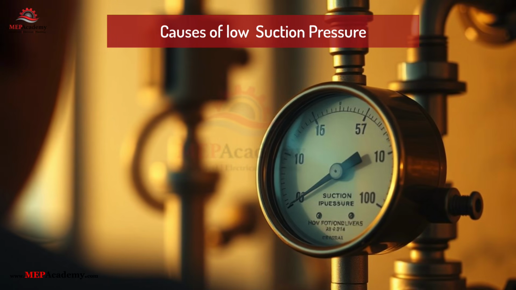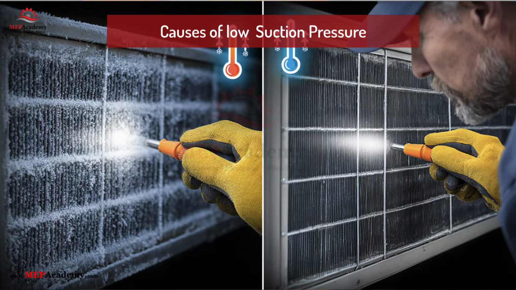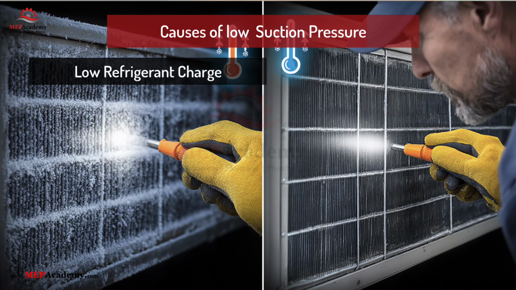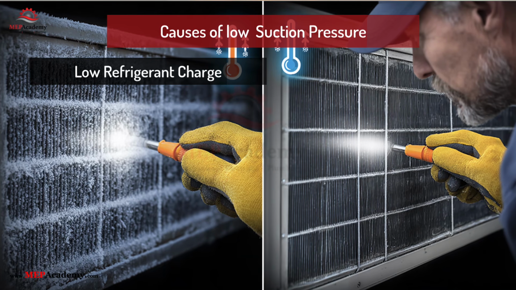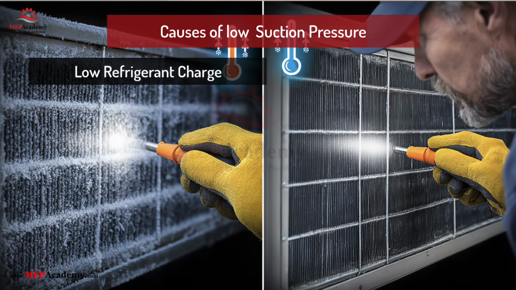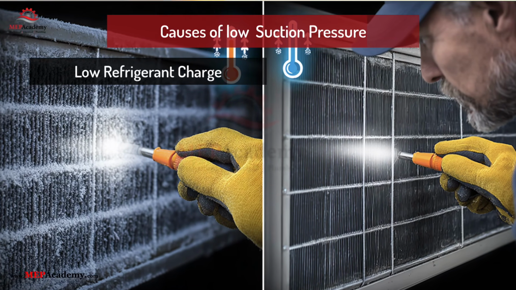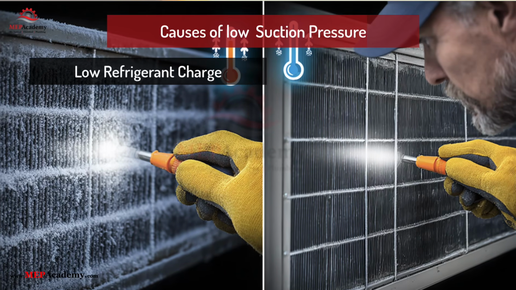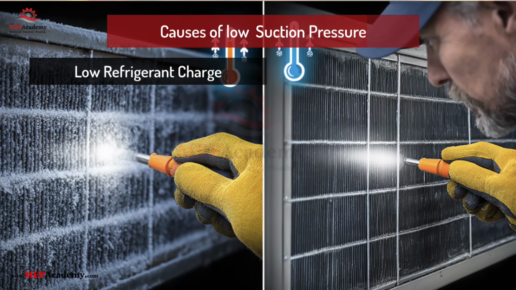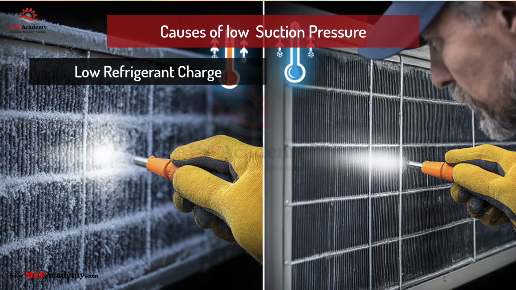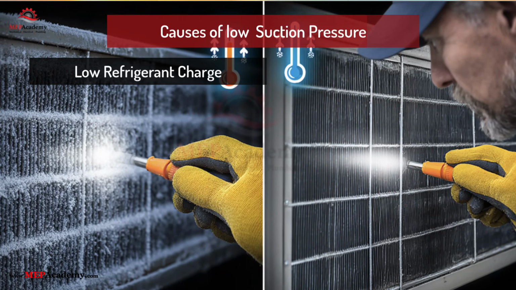Common causes of low suction pressure. 1. Low refrigerant charge, undercharge. This is the most common cause. If the system is undercharged due to a leak or improper service, there won't be enough refrigerant in the evaporator to absorb heat, leading to reduced pressure at the compressor inlet. Check for leaks at joints, coils, and service valves. Use an electronic leak detector, soap bubbles, or UV dye.